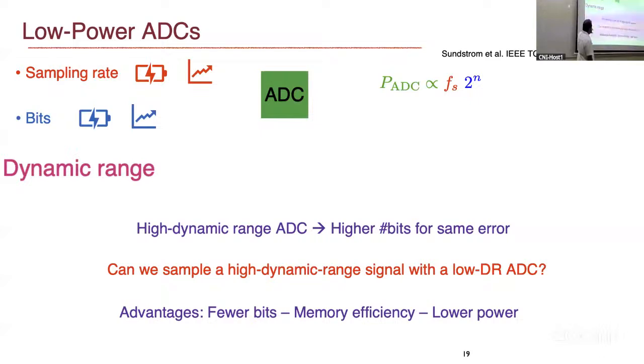Now, how about this answer? What could be the answer? I have a huge signal, but the ADC's dynamic range is very small. What should we do? Simplest solution. Reduce its size by scaling it down.